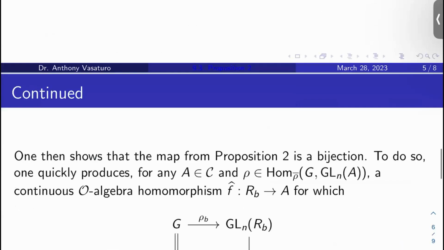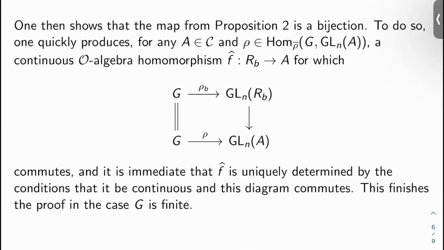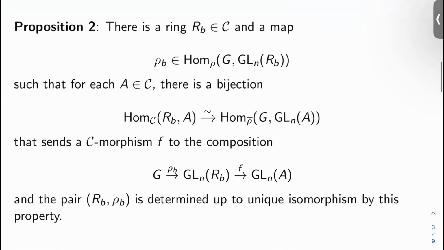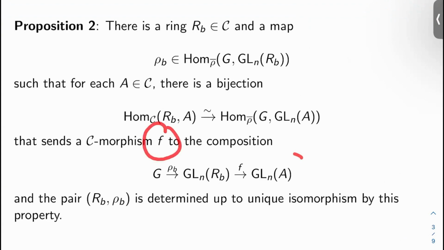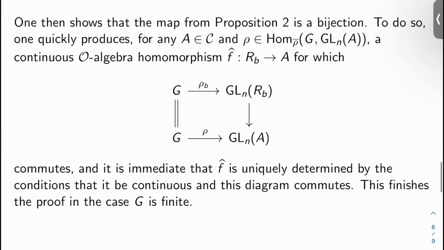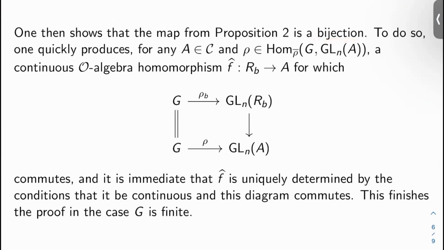Okay. Now, what you then show is that the map from proposition 2, the map that sends F to F compose rho B, now that we have rho B, the next thing you show is that it's a bijection. And to do that, you just quickly produce, it's not too hard, for any A in your category C and any rho in rho bar maps from G to GLN of A, a continuous O algebra homomorphism, which we'll call F hat from RB to A, commuting the following diagram.